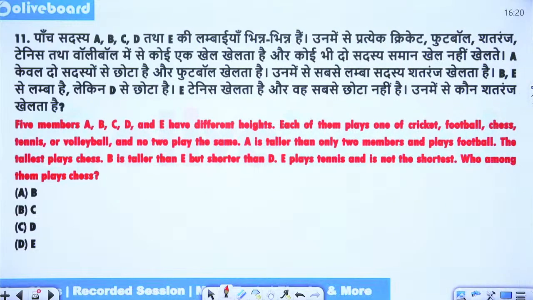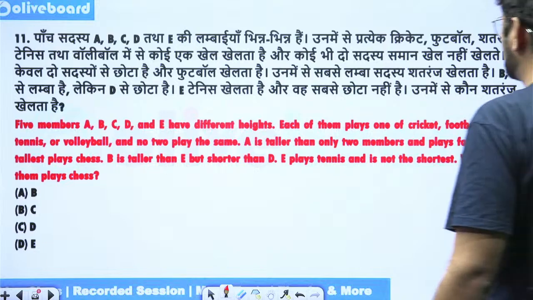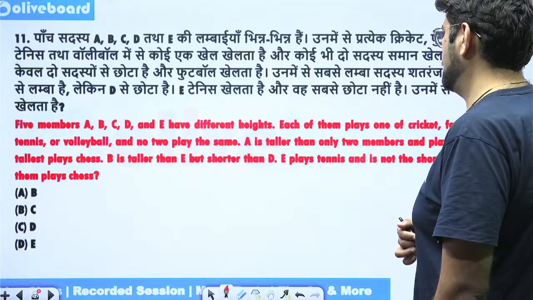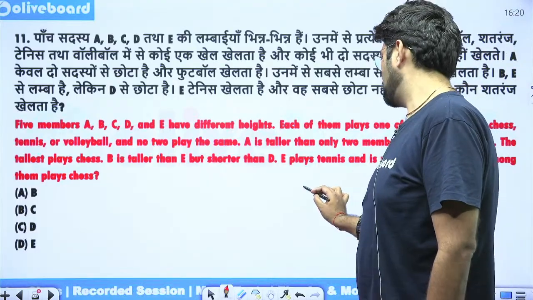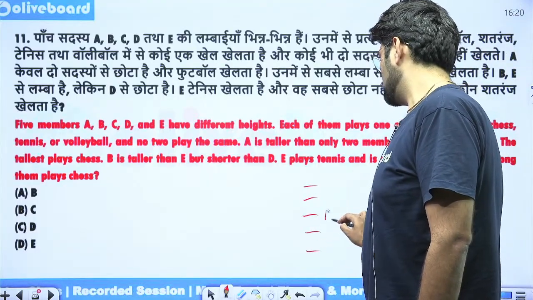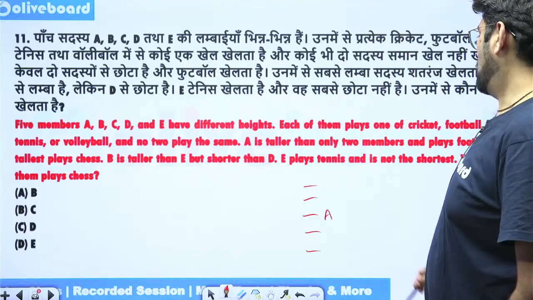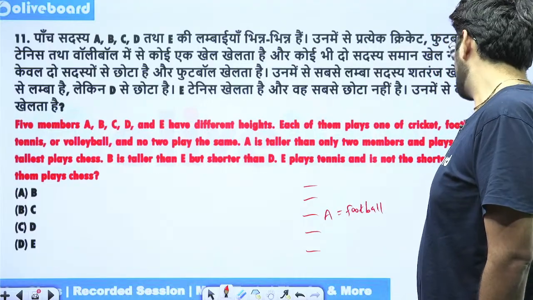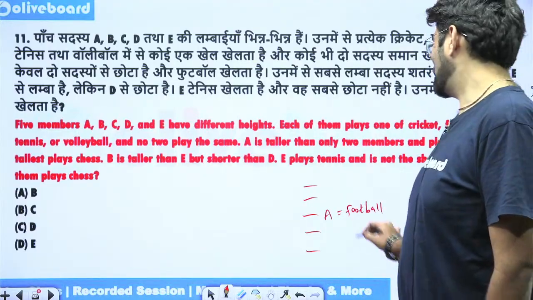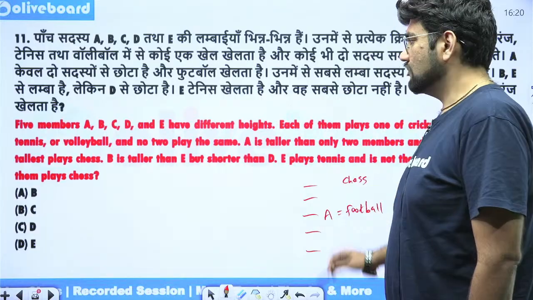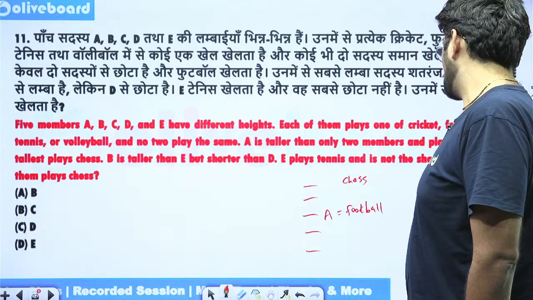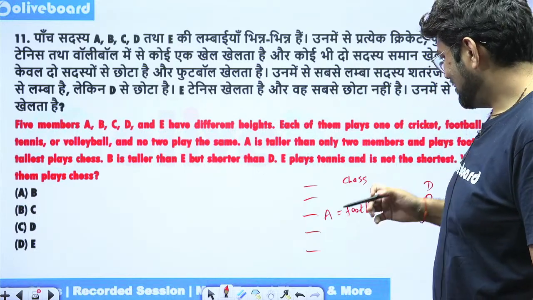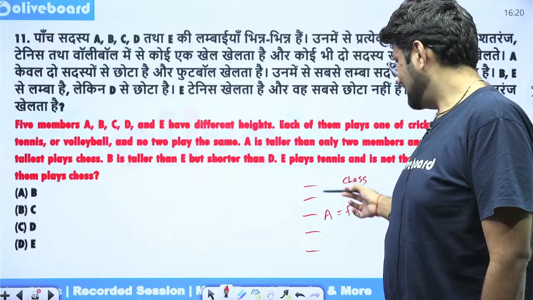Five members have different heights. Each of them plays one of cricket, football, chess, tennis or volleyball, and no two people play the same game. A is taller than only 2 members and plays football. Okay, A plays football. The tallest plays chess. Okay, this guy plays chess. B is taller than E but shorter than D. Okay.